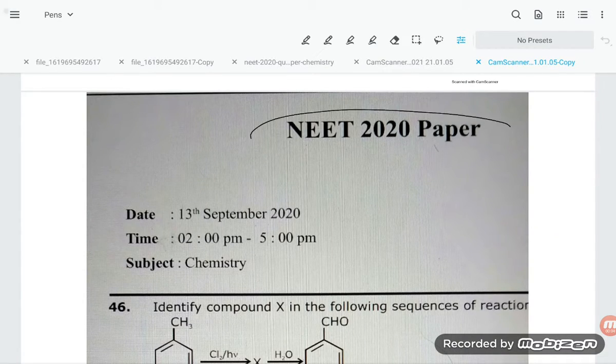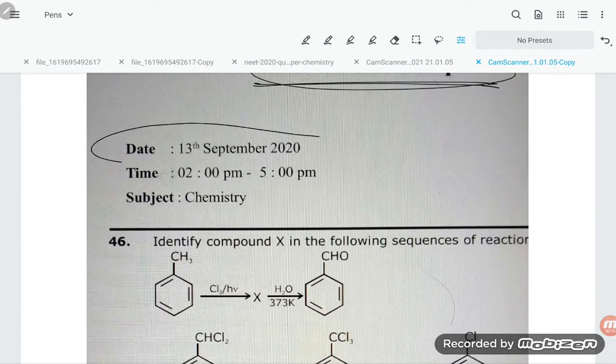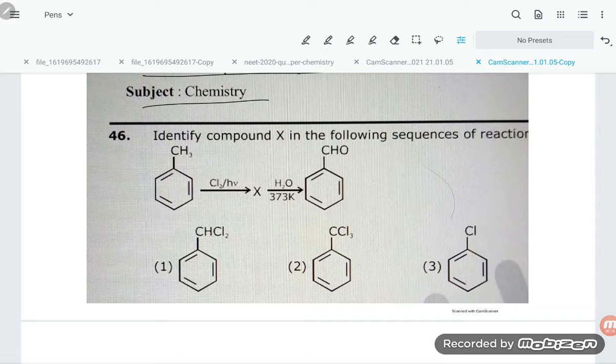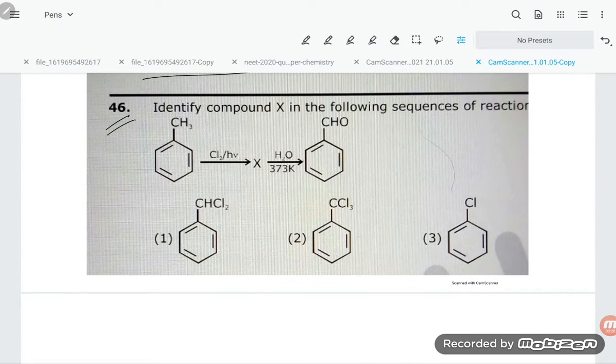Hello students, today we are going to solve the NEET 2020 paper, held on the 13th September 2020 in the second meeting, which is what I have selected. So dear students, questions up to 45 are physics, and from 46 onward it is chemistry.